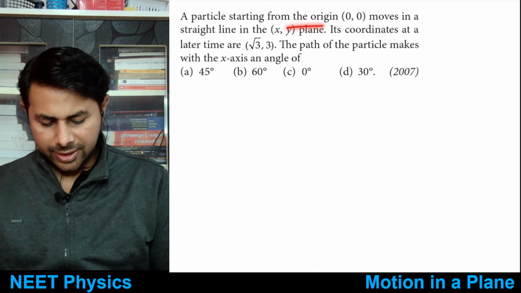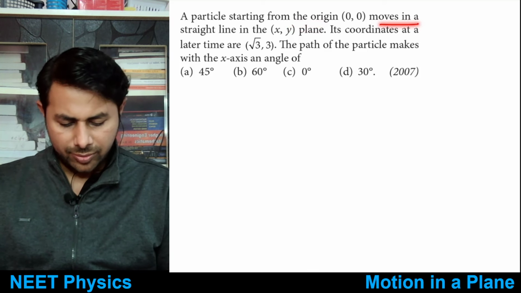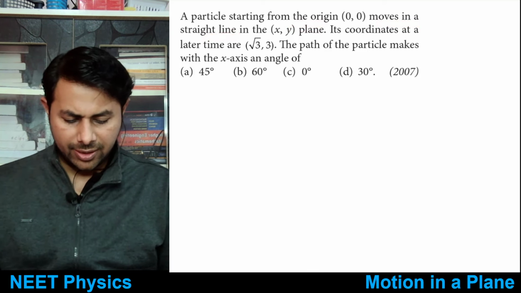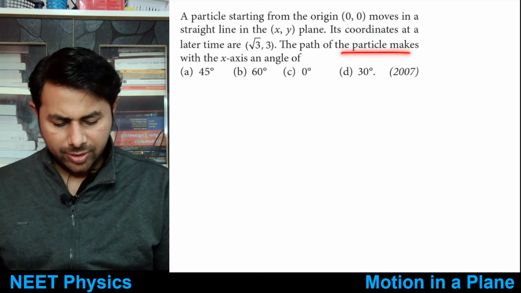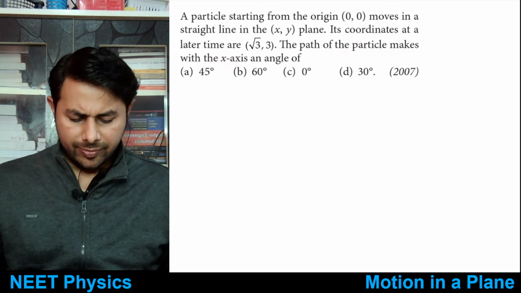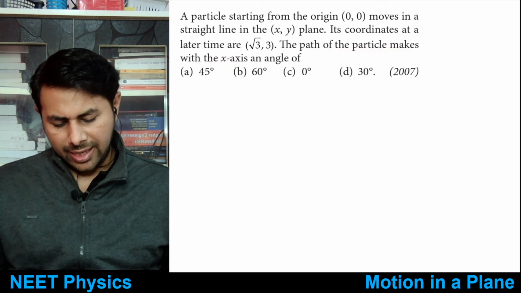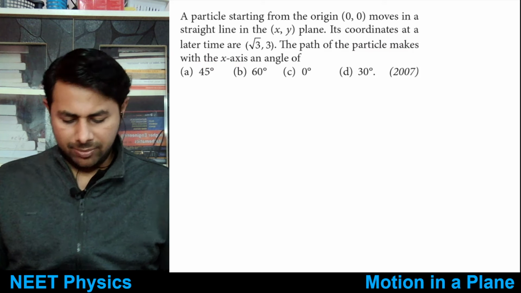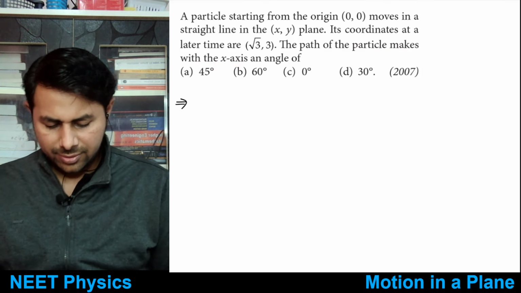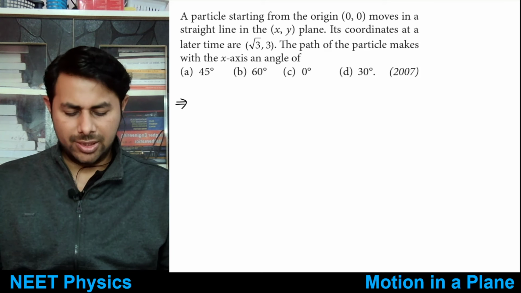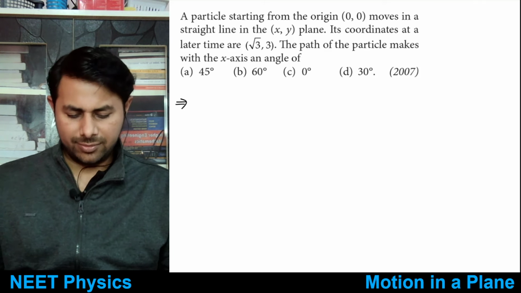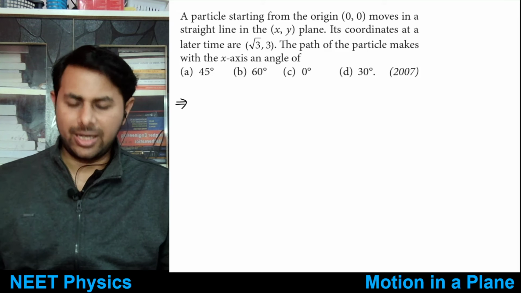A particle starts from the origin (0, 0), moves in a straight line in the xy plane. Its coordinates at a later time are (√3, 3). The path of the particle makes with the x-axis an angle of, tell me. Again, this is simple. It moves along a straight line. Okay, it starts from origin.